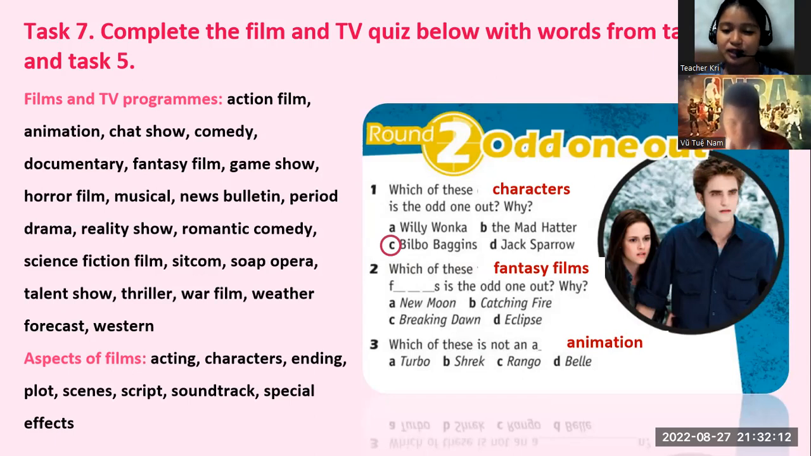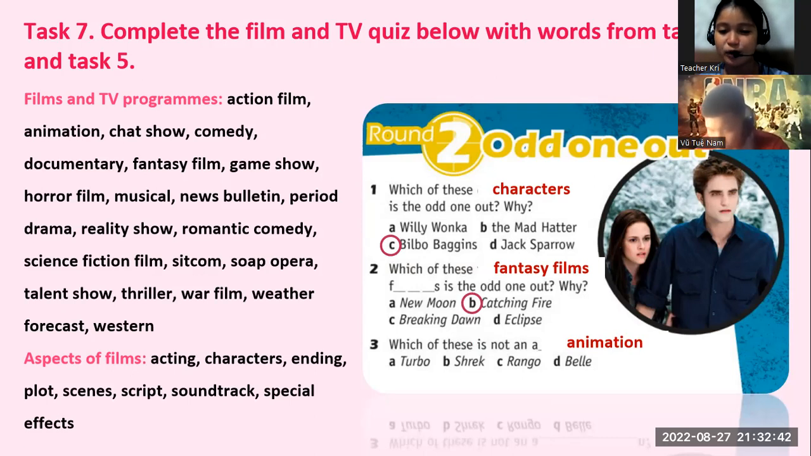Okay, let's have number two. Which of these fantasy films is the odd one out and why? Is it A, New Moon, B, Catching Fire, letter C, Breaking Dawn, or D, Eclipse? I think it's Breaking Dawn. Okay, so your answer is letter C and letter C is wrong. The correct answer is Catching Fire. Okay, so we will know later why.